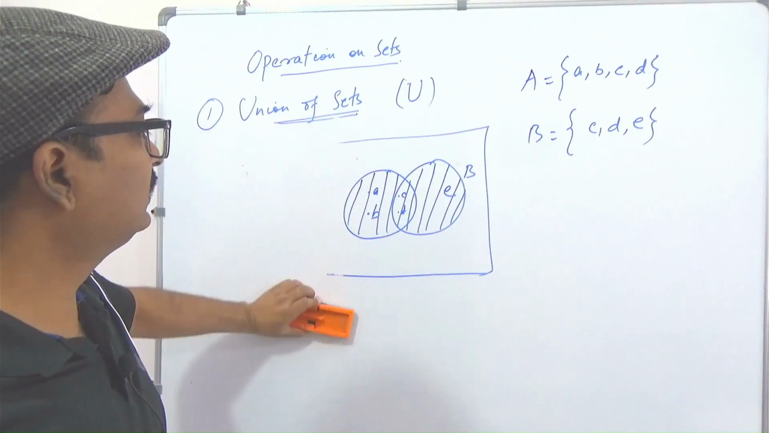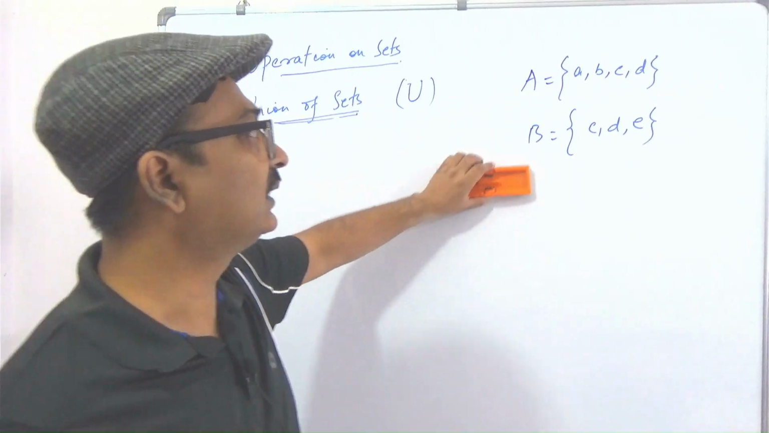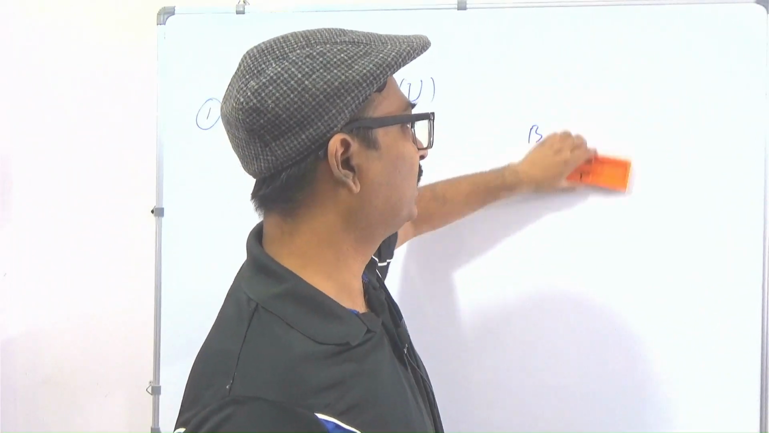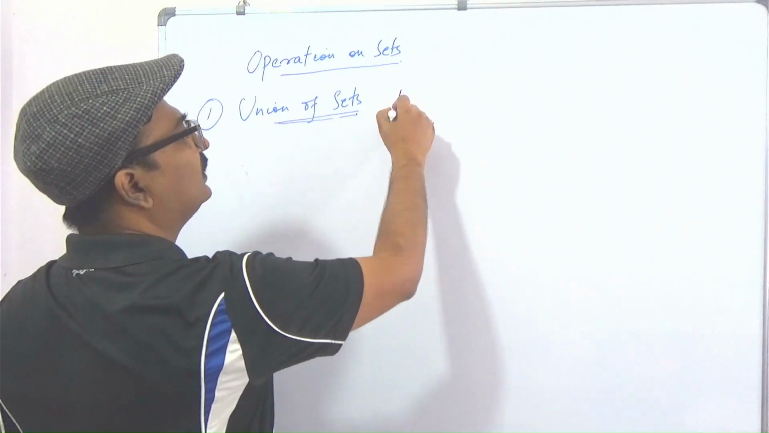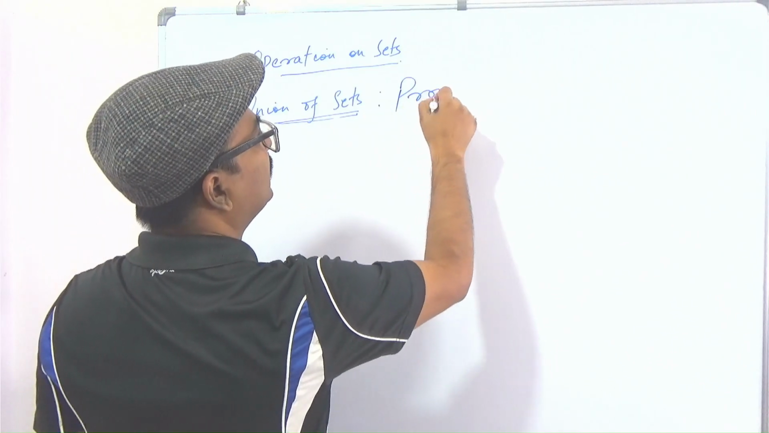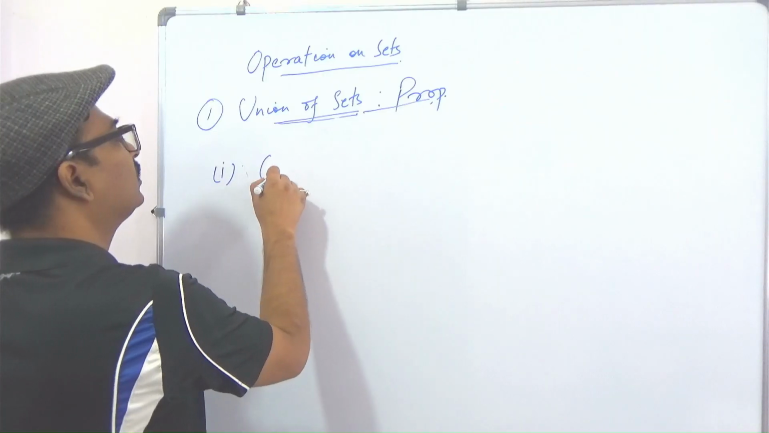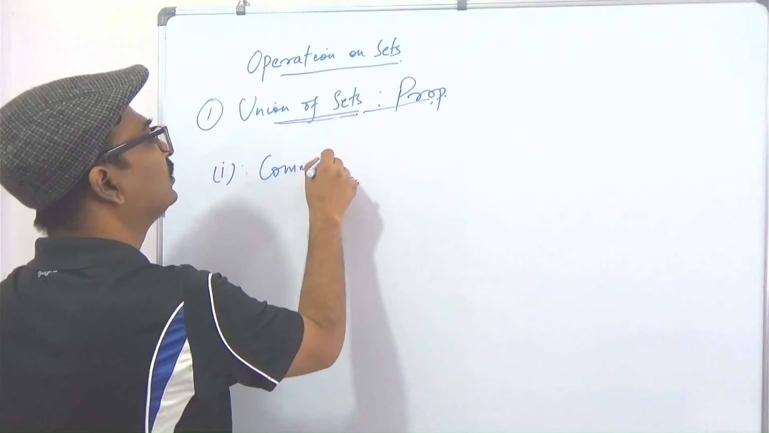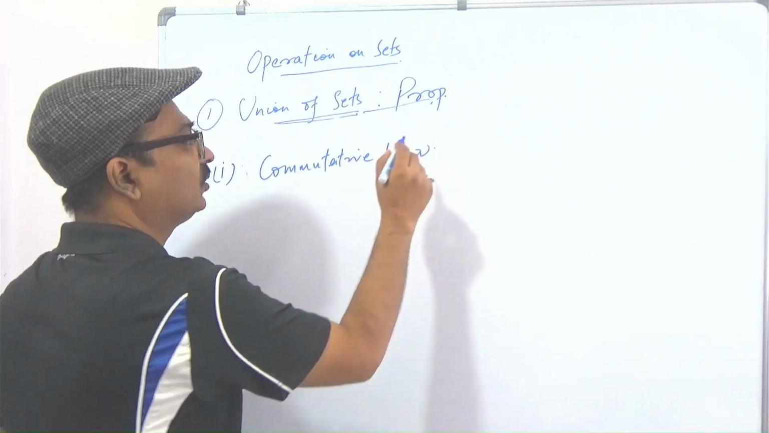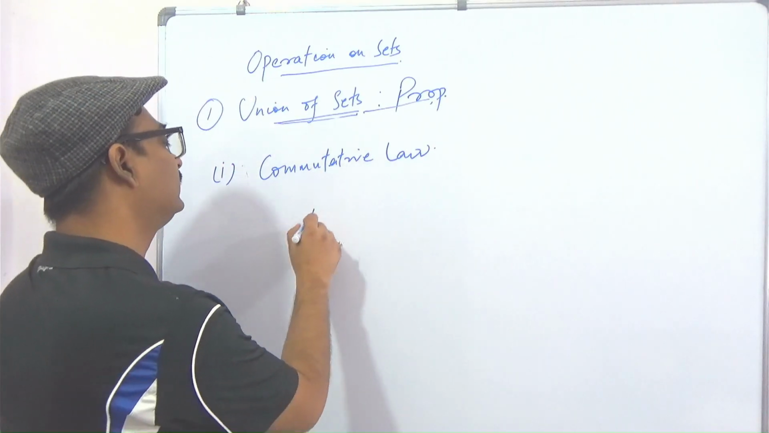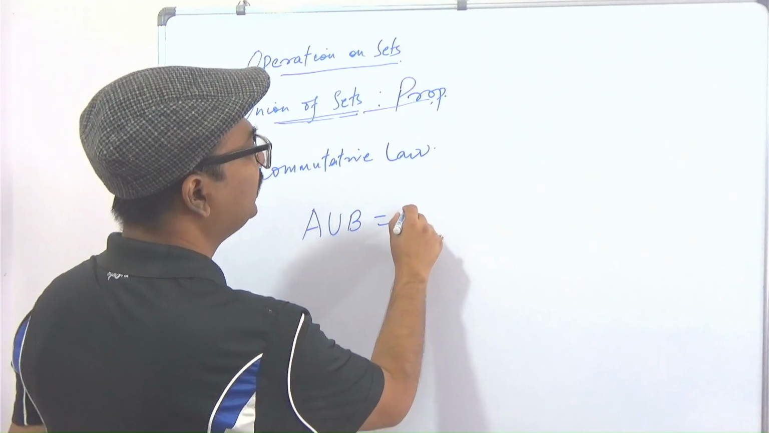Now we'll see certain properties on the operation of union of sets. There are some properties. Let's see the properties. First property is called commutative law. Commutative law, what is it? It says A union B is equal to B union A.